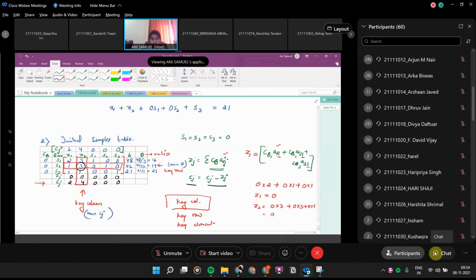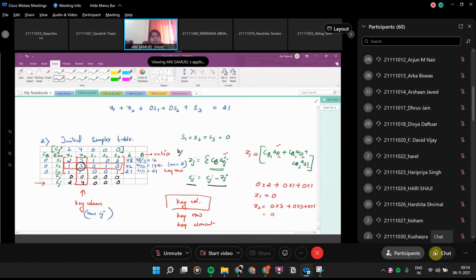So once again, I am repeating, key column is after finding your maximum CJ. Okay. After that, you will find a ratio using your key column. So it is basically B divided by elements from your key column, respective elements. Okay. And then after finding the ratio, the minimum value will be corresponding to your key row. So my 14 is giving me your key row. The intersection of the two is giving me the key element.